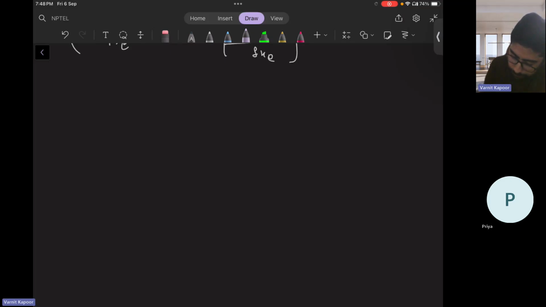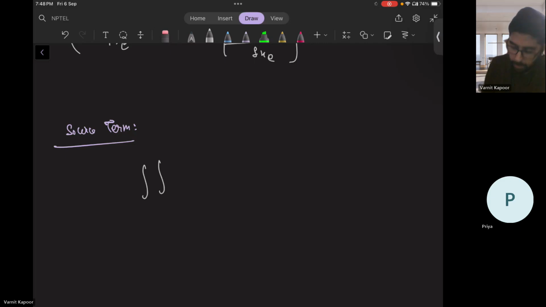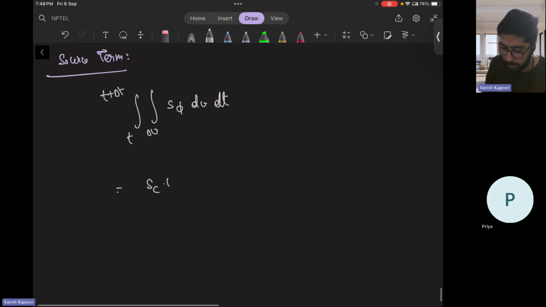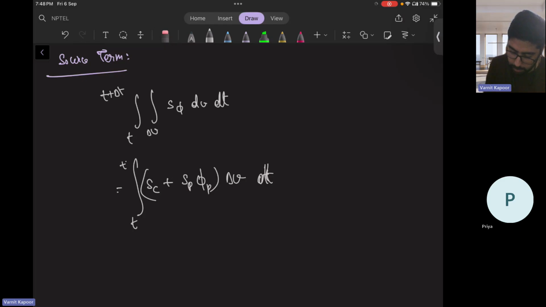Our source term was S phi from t to t plus delta t, over delta v. The integral of S phi dv dt can be written again as a linear source, SC plus SP phi p, integrated over del v and over t to t plus delta t.